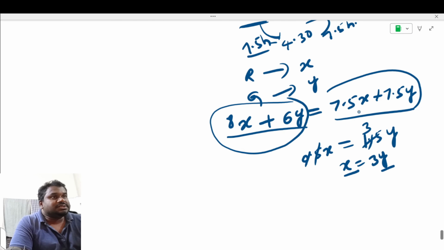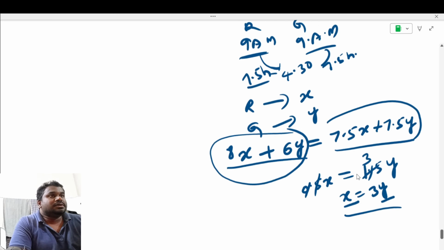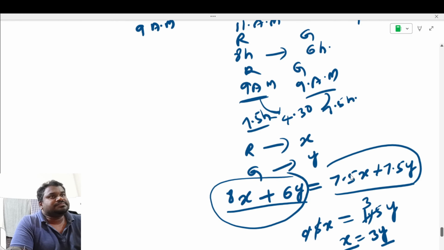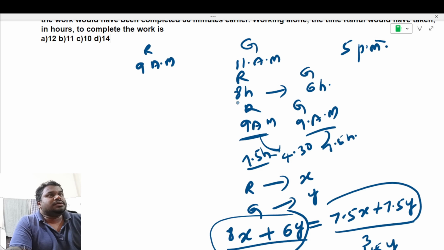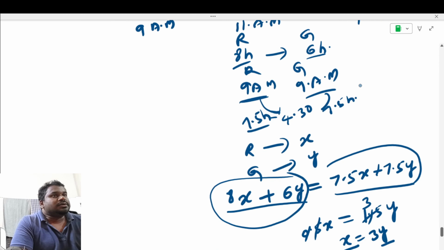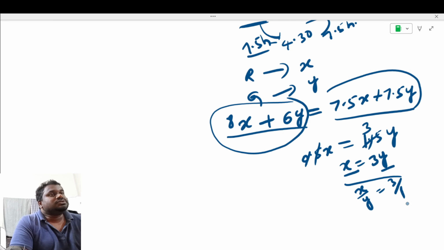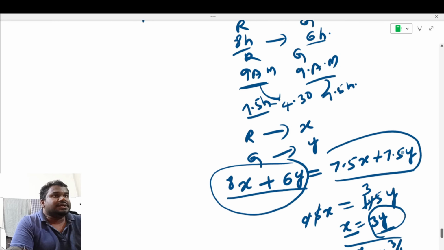Now, using this relation, I'll be able to solve how many total number of works there are. See, when they are working 8 hours and 6 hours, that is the total work we are going to get. So I got the efficiency of Rahul and Gautam as a ratio of 1 is to 3. x by y is equal to 3 is to 1. So now what I'll do, x is equal to 3y, I'll use this relation here.